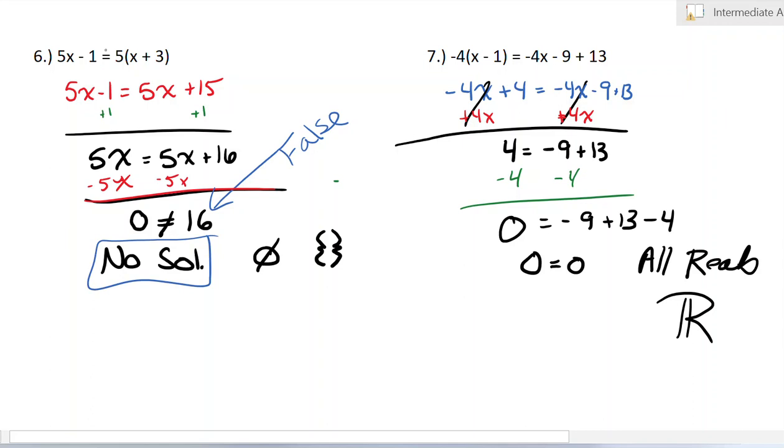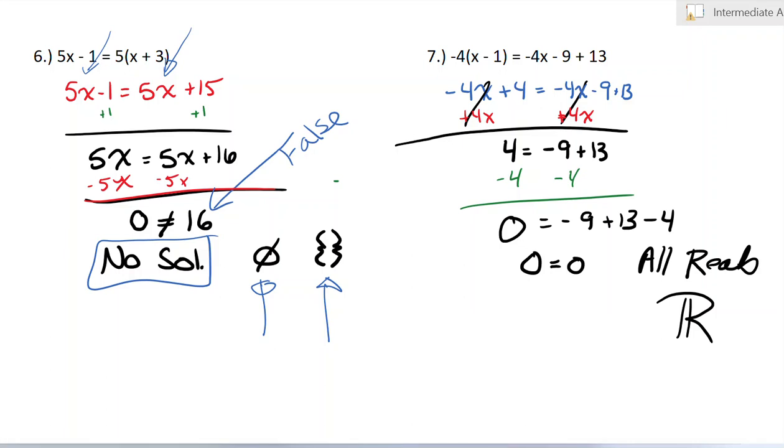There's no number that I can put in here or here that's the same number that would make the statement true. So I can write no solution. I can write it as the empty set. They mean the same thing. But again, when the variables cancel out, it means no solution.